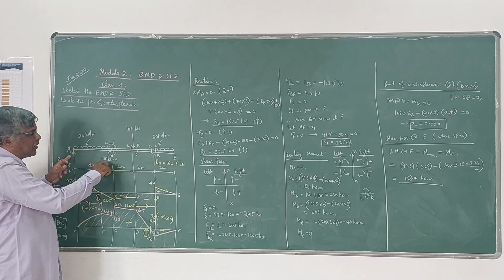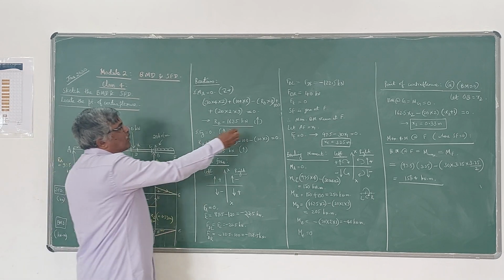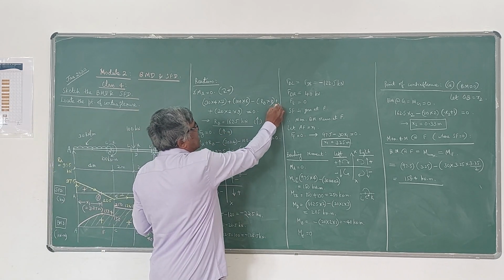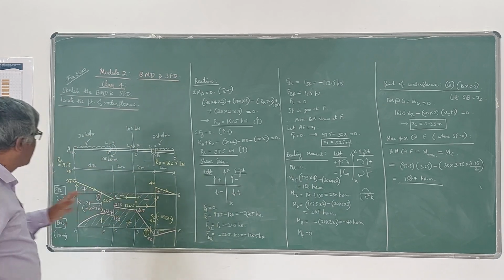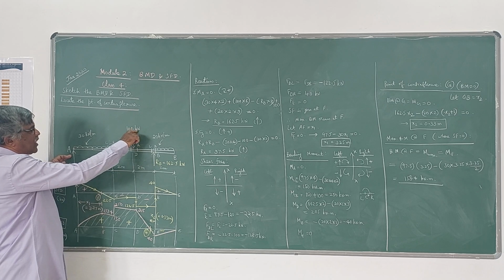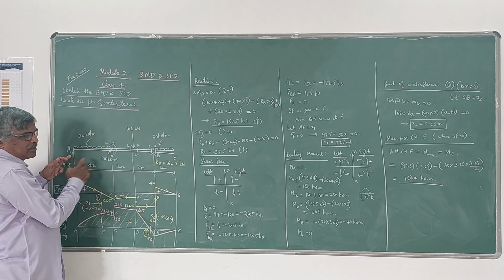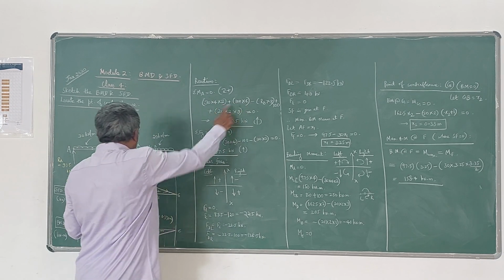Then 100 kN-m is given. Another clockwise moment is given in the problem. We just have to add plus 100 here. That's all. You should not multiply the moment by the distance. Then, due to this 100 kN force, the moment is 100 into 6 meters from A. So that is 100 into 6 clockwise, therefore positive.